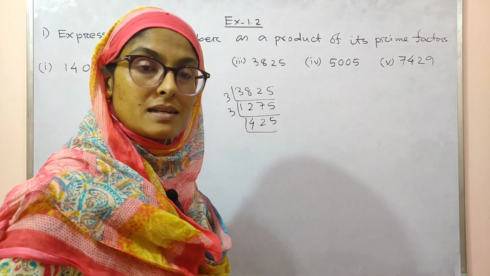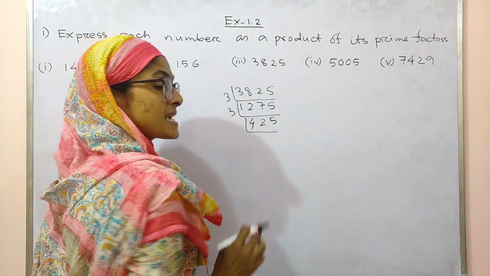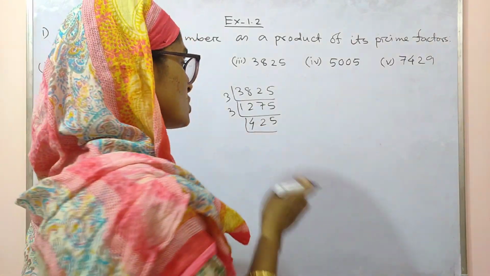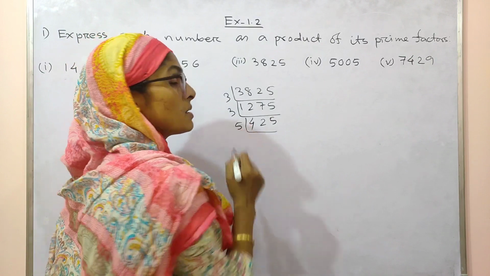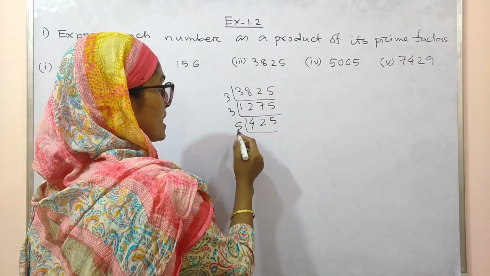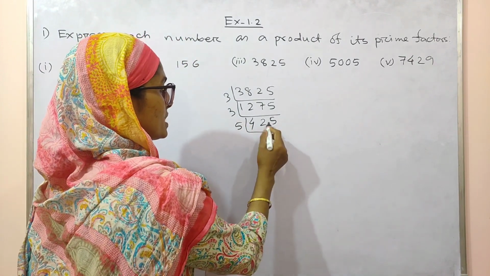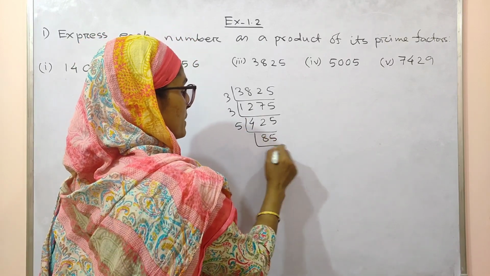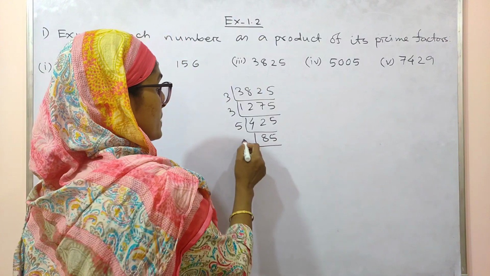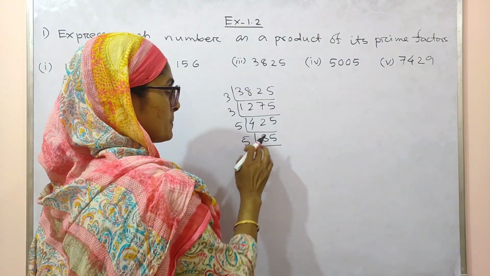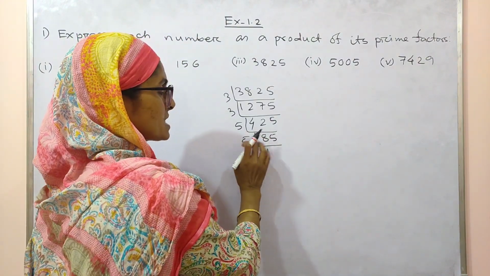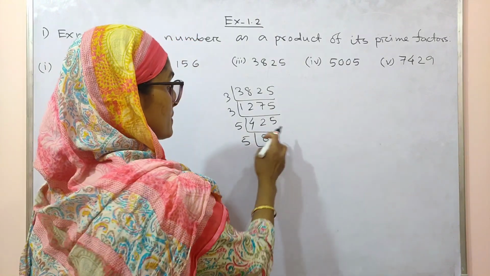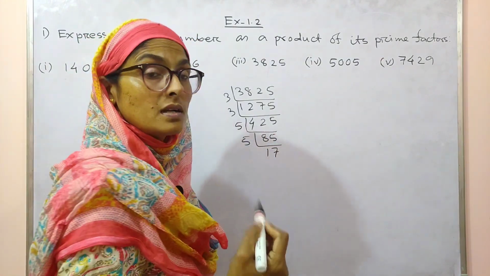Again check divisible by 3. 4 plus 2, 6. 6 plus 5, 11. So not divisible by 3. So divisible by 5. Check one by one. 5 8s are 40. Here 2 5, 25. 5 5s are 25. Next again 5 1s are 5. Here 8 minus 5 you will get 3. 3 and 5, 35. 5 7s are 35.